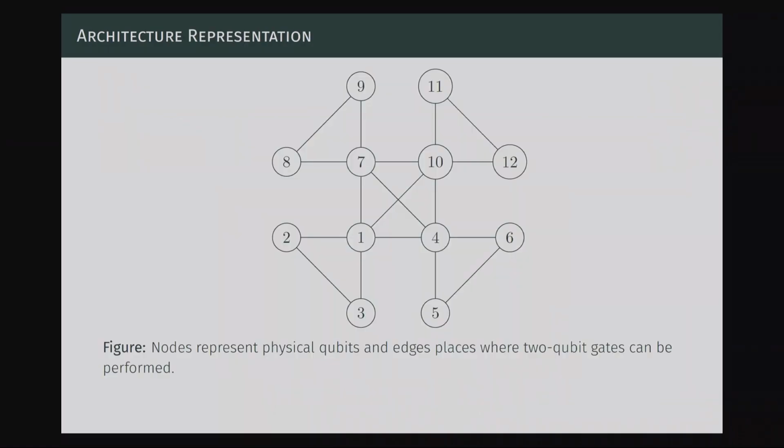So we represent this architecture as a graph where the qubits are nodes and the edges represent the interactions that are possible. So for example, we can perform the unitary U1 between qubits 5 and 6 because there's an edge, but we are not able to do the unitary U2 between qubits 8 and 2 because there's no edge.